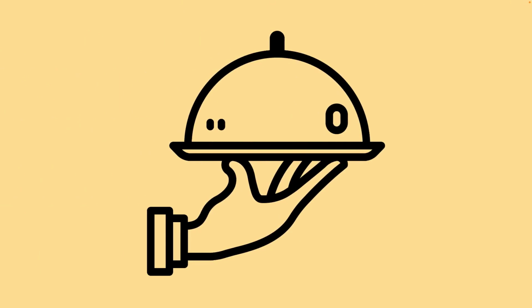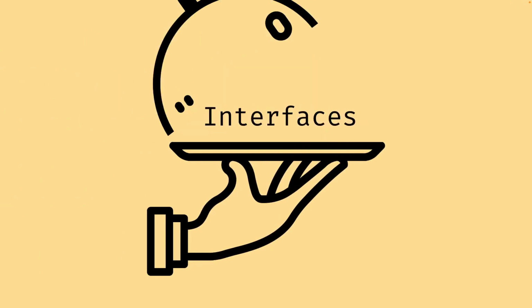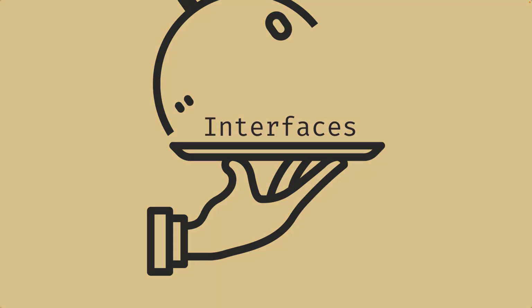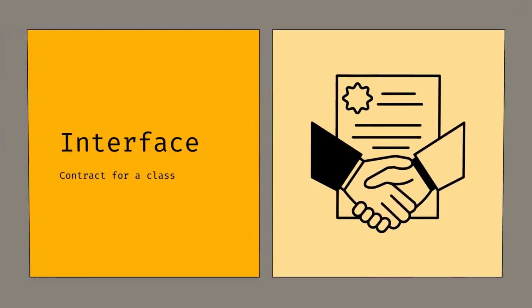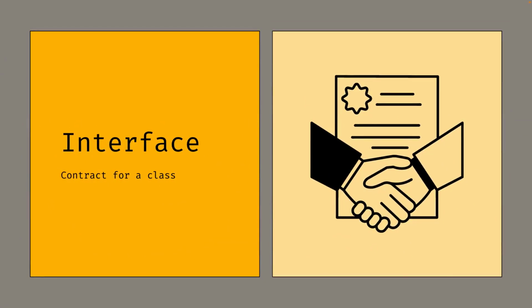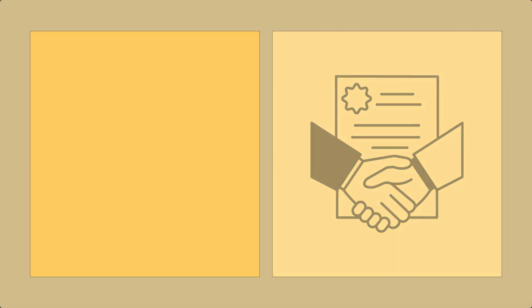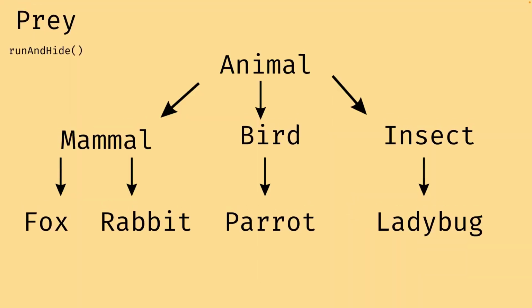So let me tell you the more elegant solution here. You may have guessed it, but interfaces indeed. Interfaces are somewhat like classes, but not really. An interface can be considered a certain contract for behavior. The main thing of interfaces is that we can obligate the class that implements them to implement certain methods. To stick with our example, if one of the classes implements the prey interface, they must implement the run and hide method.